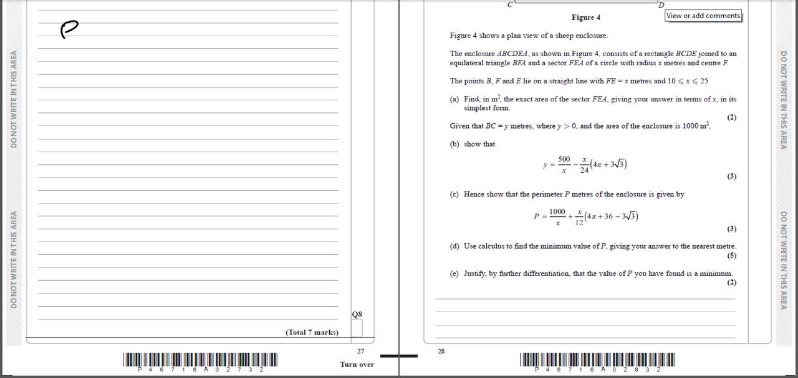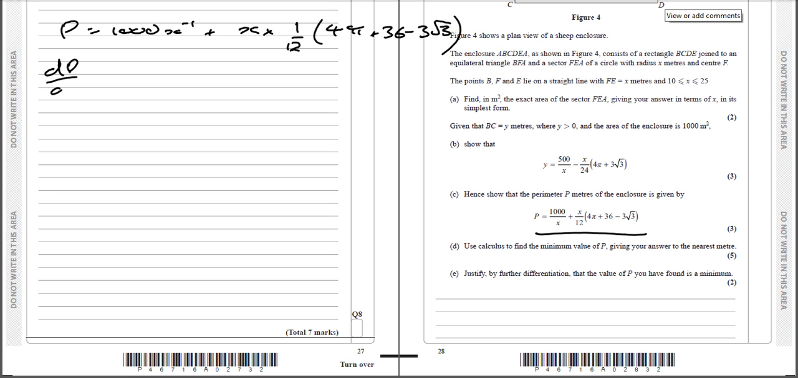So if we set this up so that we can actually differentiate it, it's going to be 1000 x to the minus 1 plus x times 1/12 of 4 pi plus 36 minus 3 root 3. Okay, so then we differentiate. We're differentiating p with respect to x. So dp/dx is going to be minus 1000 x to the minus 2.